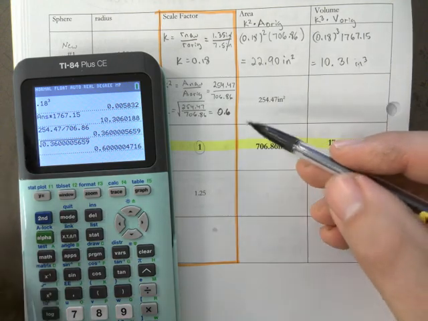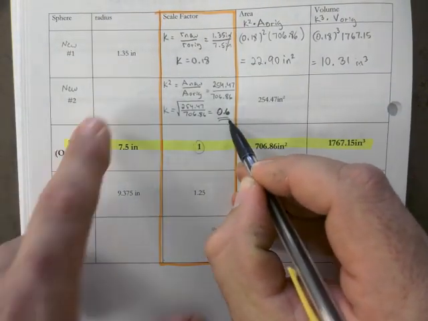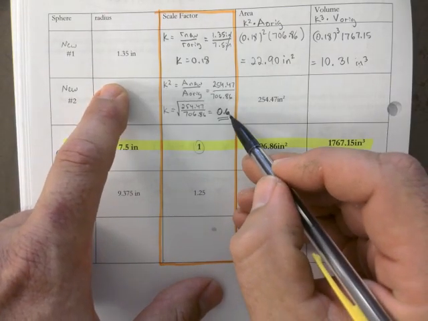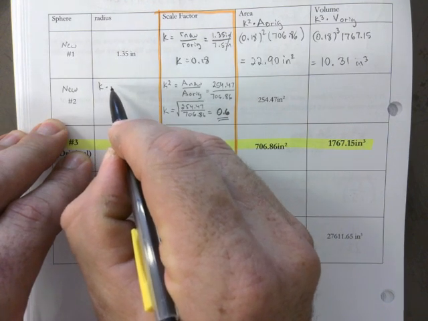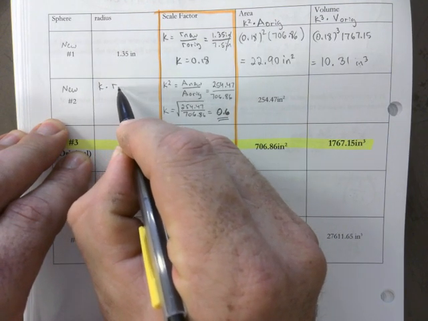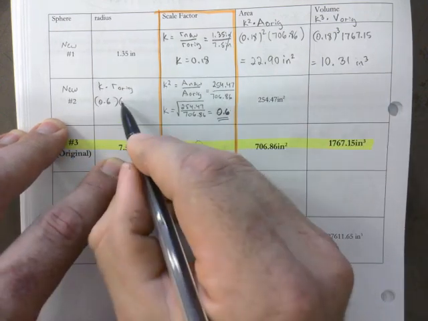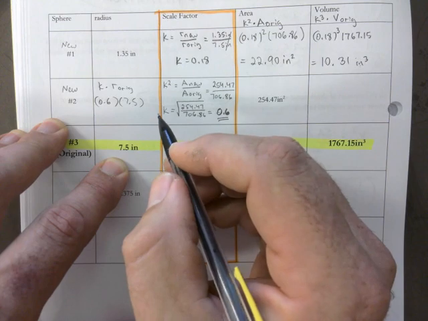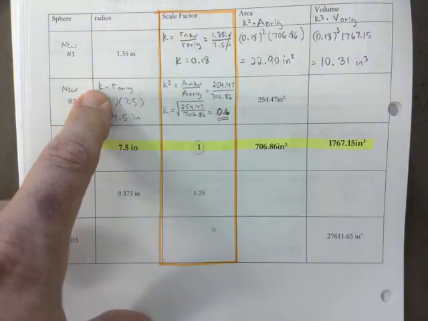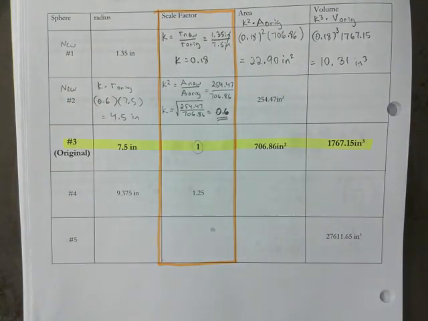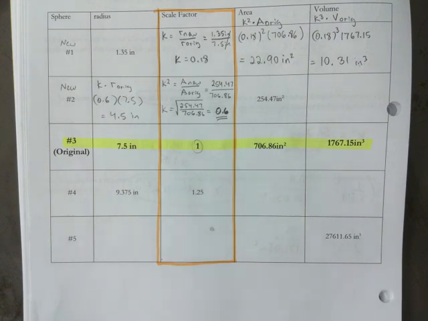Now that you have your scale factor, you're good to go. This is very important. You're going to go k times 7.5 to get this. K times radius of the original. So 0.6 times 7.5. And that is 4.5 inches. Don't square, don't cube, because it's one dimensional for this one here.